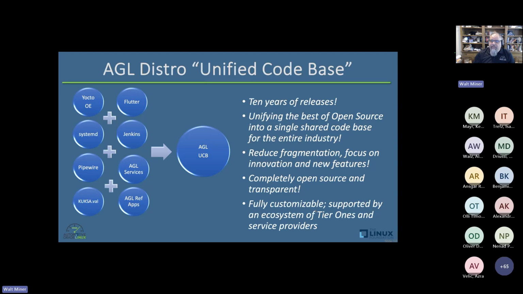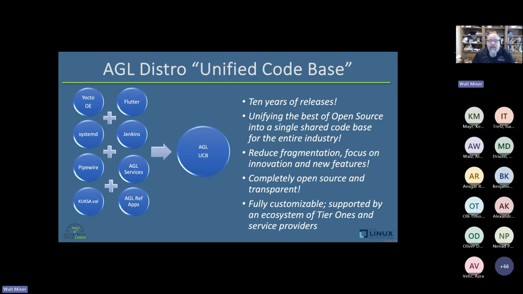Everything we do is completely open source and transparent. Everything that you see here in terms of code, in terms of collaboration, you can download everything. You can access our source trees through Git. We provide build scripts, etc. It's fully customizable. There are so many different things you can do with AGL. And it's supported by an ecosystem of tier ones and service providers.